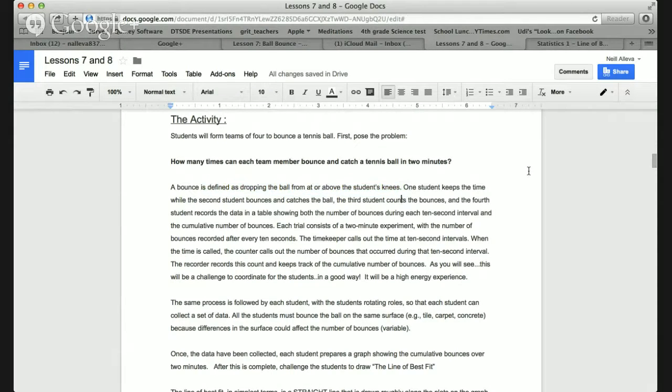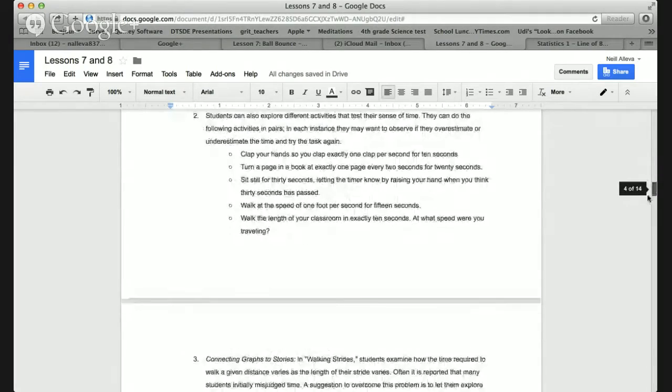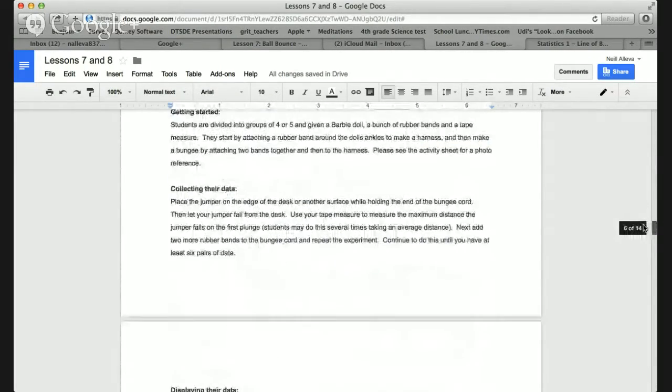A bounce is defined as dropping the ball from at or above the student's knees. While one student keeps the time, the second student bounces and catches the ball. The third student counts the bounces, and the fourth student records the data in a table showing both the number of bounces during each 10-second interval and the cumulative number of bounces. So this is a little heavy right here. Let me bounce down, for lack of a better word, to the bottom where we have the worksheets.